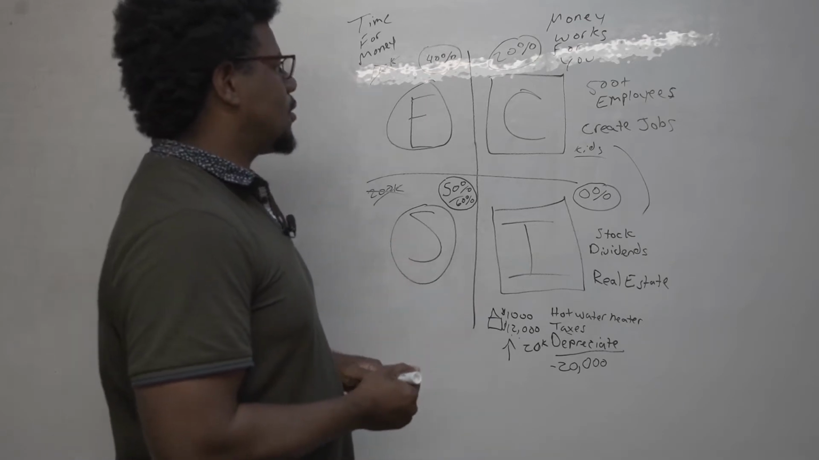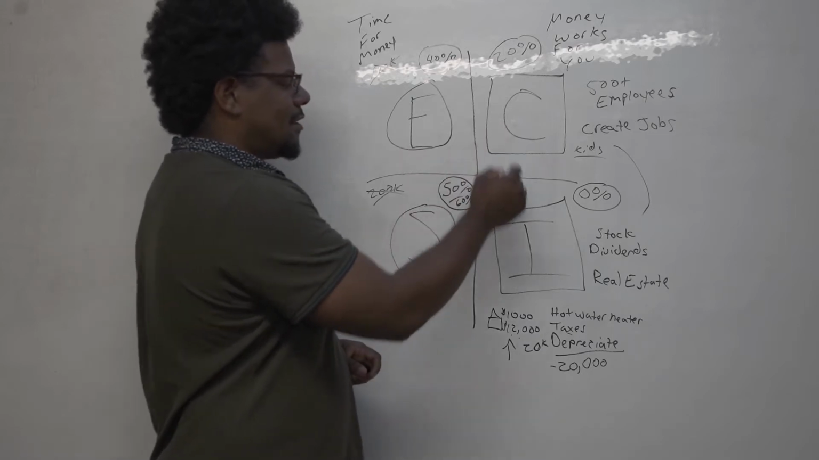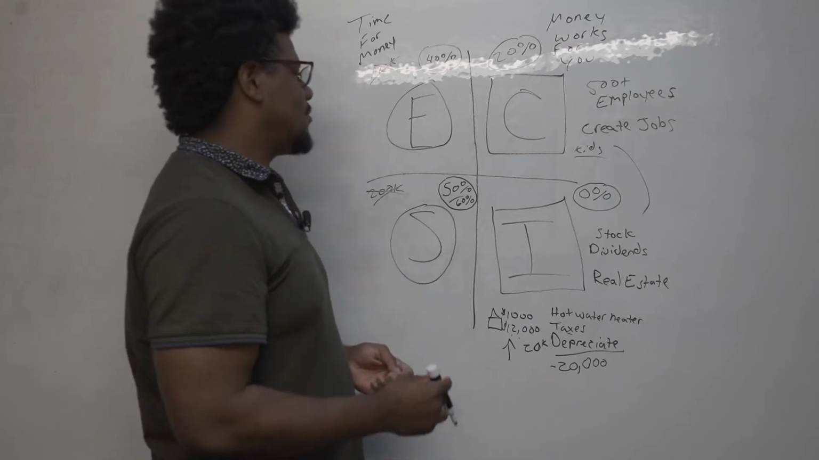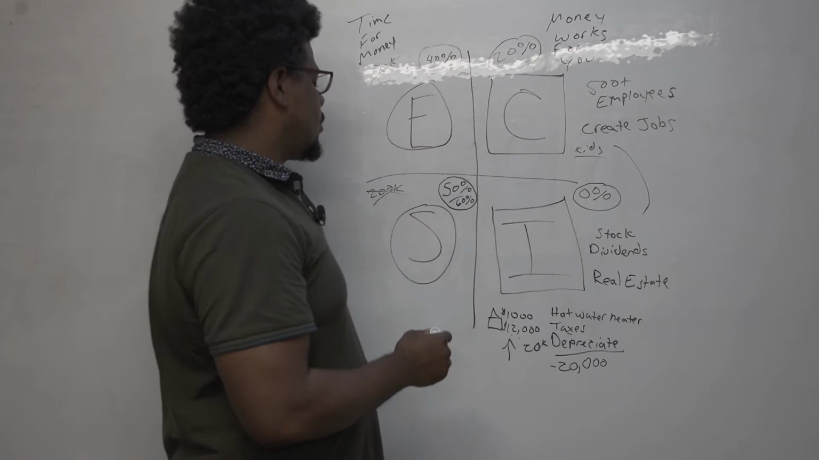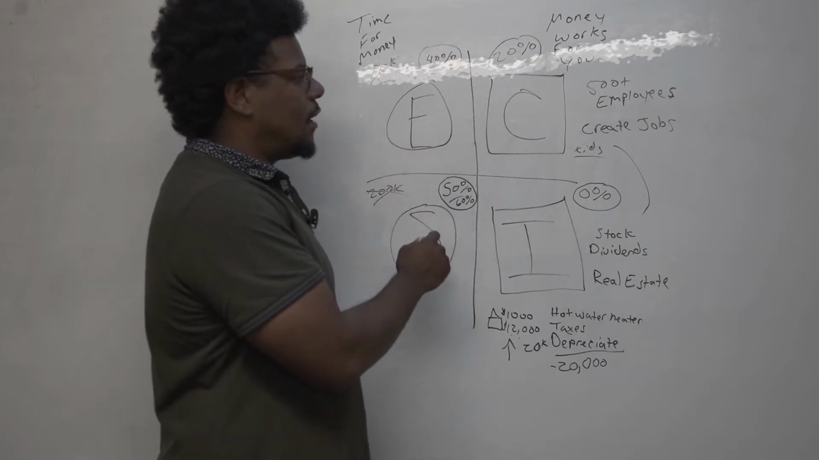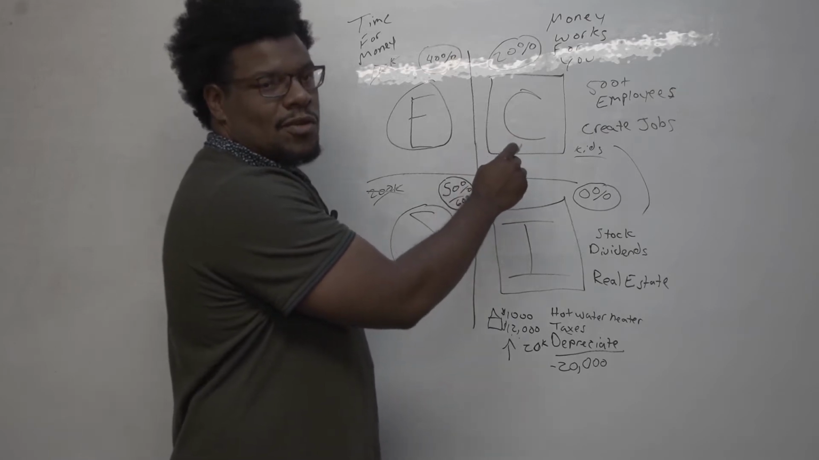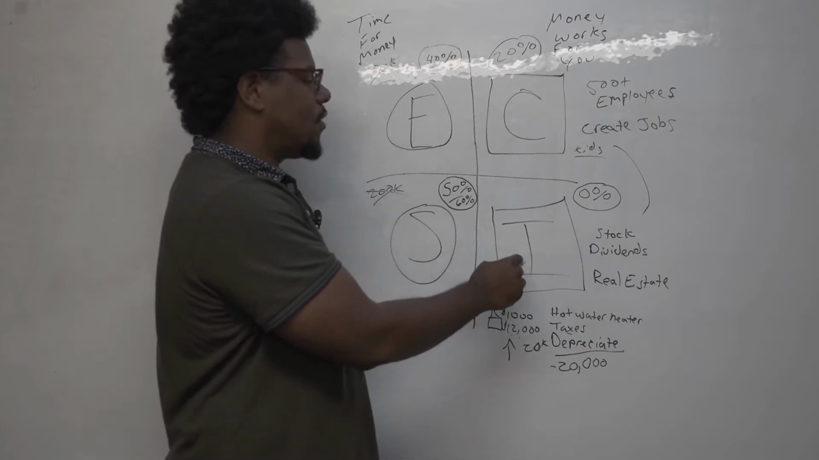What we're going to focus on today is the E, the S, the C, and the I. So what's the difference between each one of these? Under E, this is employee. So here you're an employee. Here you're self-employed. Here you are a corporate business owner who owns a system that works for you. Here you are a professional investor.